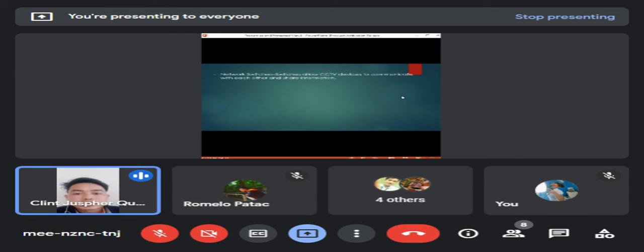Okay, network switches. Switches allow CCTV devices to communicate with each other and share information. So the switchers or multiplexers are more like network switches, no? They can share information and communicate with each other.